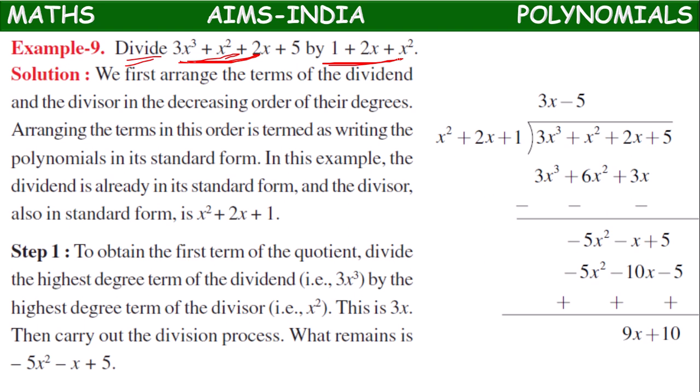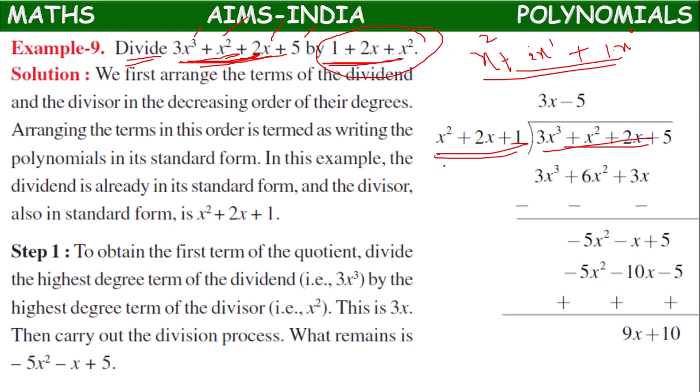With quadratic polynomial, we have to write the polynomials in standard form, children. So x cube first, x square next, x term next, then x power 0 term, the constant term. It is in order. But the divisor 1 plus 2x plus x square is not in order. x square is to be written first, 2x power 1 next, 1x power 0 last, as per descending order of powers. So the dividend we take here, and the divisor in order we can take here.